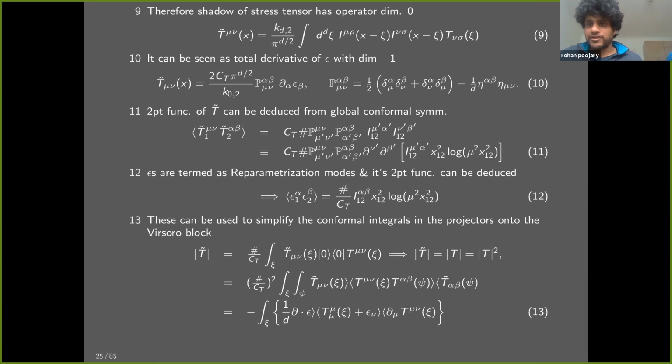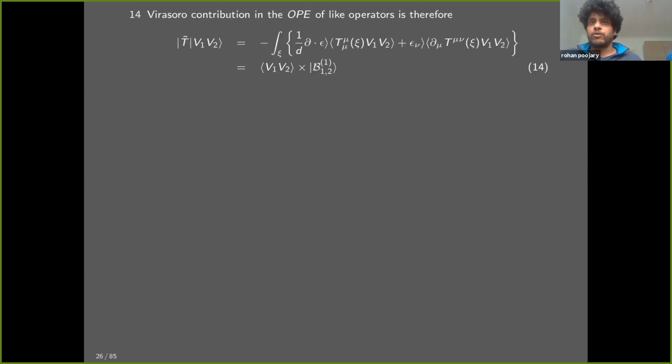Anyway, so this is what you get. So you can get rid of this integral by using the delta functions that you get in the Ward identity. That's basically the idea, that this conformal integral can be gotten rid of by using the Ward identity delta functions. Okay, so basically what happens is, I don't know why I've written Virasoro everywhere. It's not Virasoro. It's just a conformal block.